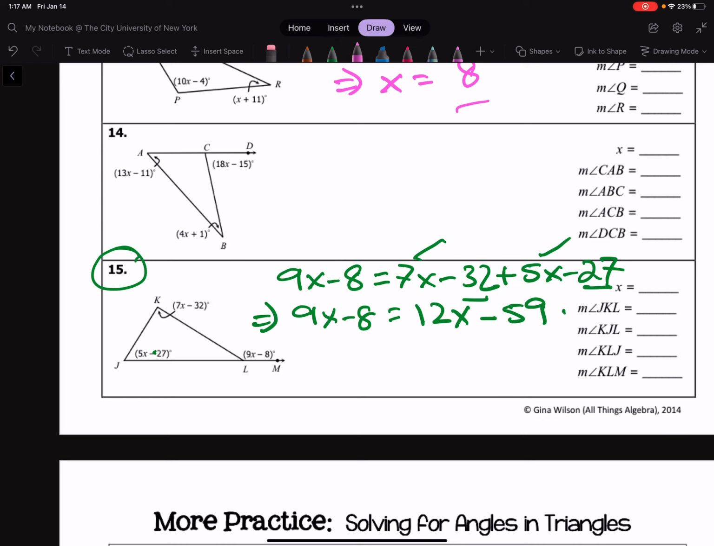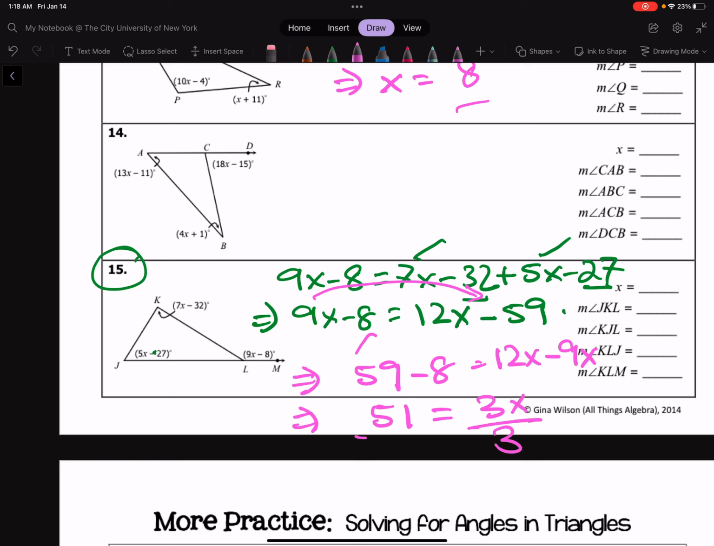Then I put the x's on one side and the constants on the other side. So I get plus 59 minus 8, and this guy moves here, so 12x minus 9x, and I get 51 equals 3x. Okay, so divide by 3, so that should give me 17, and that is x. All right, so your x is 17.